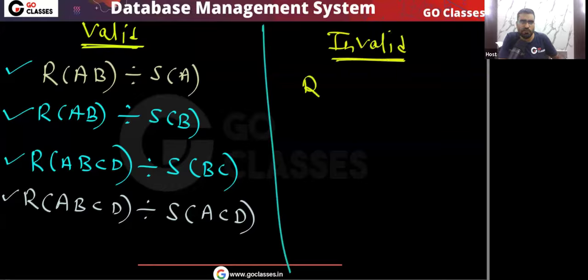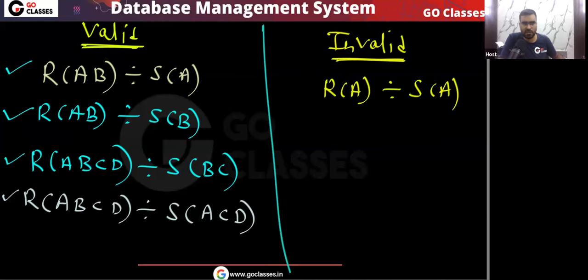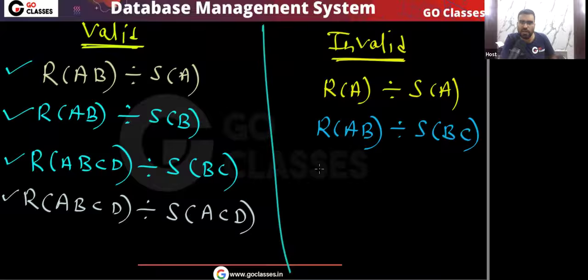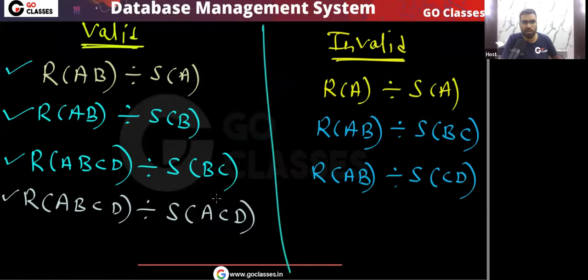Invalid is like this. For example, if you do R(A) divided by S(A), this is invalid, because remember, the schema of R must be a proper superset of the schema of S. So this is invalid. If you do R(A,B) divided by S(B,C), this is also invalid. If you do R(A,B) divided by S(C,D), this is also invalid. Are you getting my point? Is this clear? Valid means the schema of R must be a proper superset of the schema of S. That's it. I hope this point is clear.